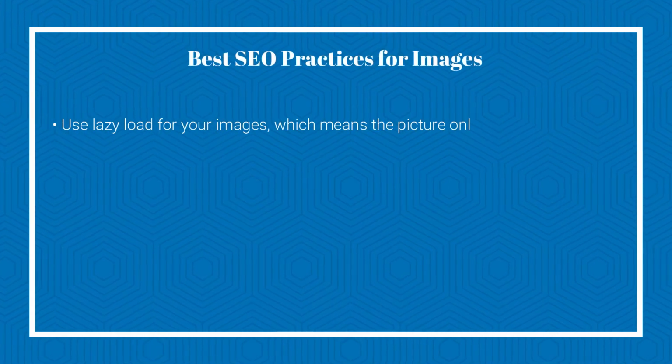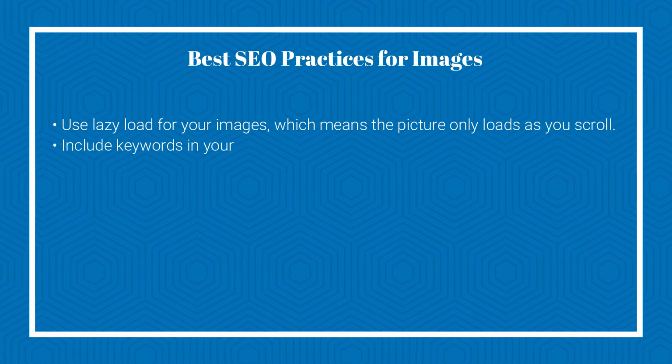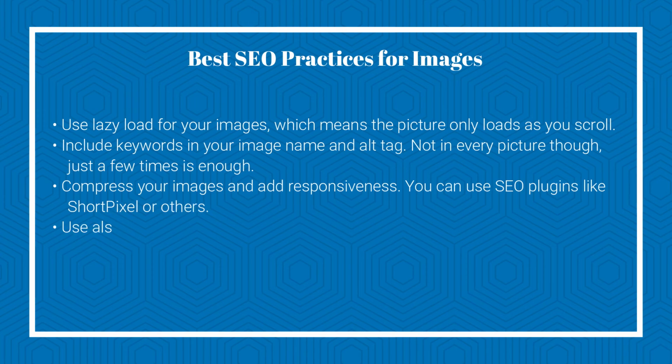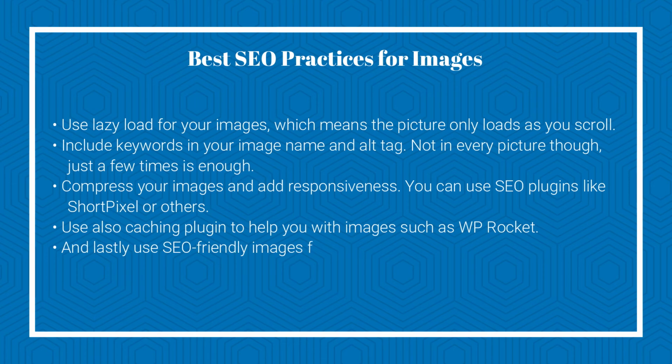So, to have your images SEO optimized, you should follow these best SEO image practices. Use lazy load for your images, which means the picture only loads as you scroll. Include keywords in your image name and alt tag. Not in every picture though, just a few times is enough. Compress your images, and add responsiveness. You can use SEO plugins like ShortPixel or others. Use also a caching plugin to help you with images, such as WP Rocket. And lastly, use SEO-friendly image formats like PNG, JPEG, or WebP.